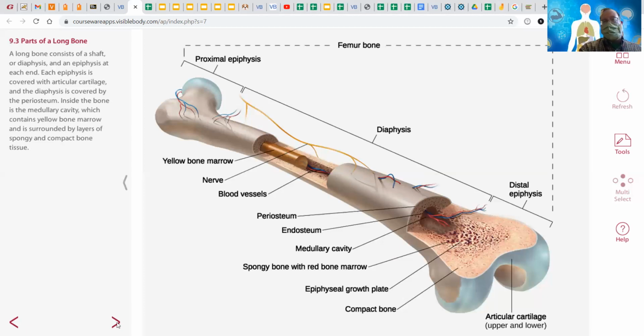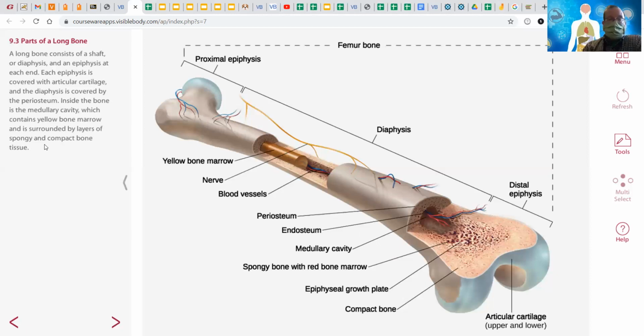Now ribs, we have 12 pairs of ribs, so 24 ribs total. The first 7 pairs are called true ribs because they have their own attachment to the sternum. You can see first, second, third, fourth. The 5th pair has its own attachment. Here's the 6th one, it comes in and has its own attachment. And then here's the 7th pair, which has its own attachment. So these first 7 pairs are called true ribs.